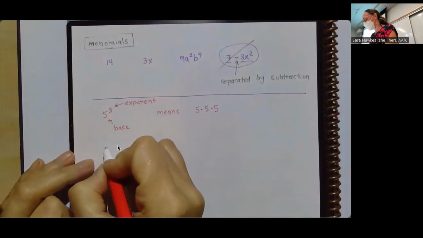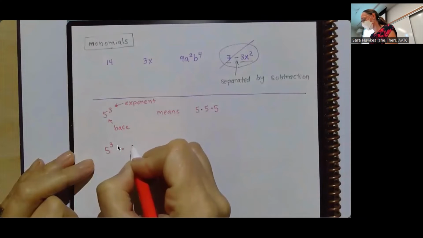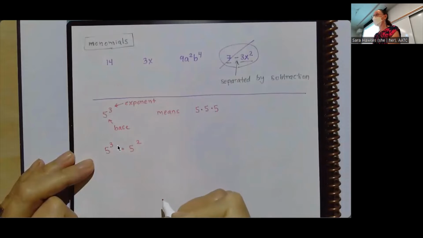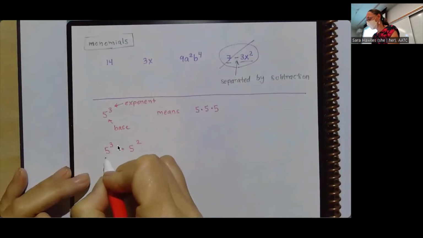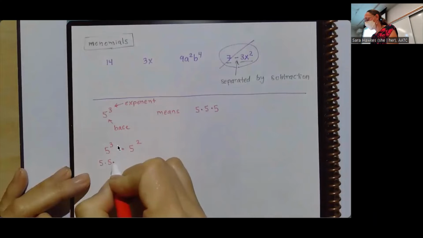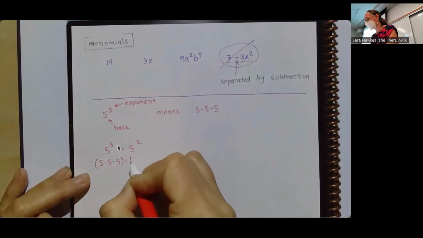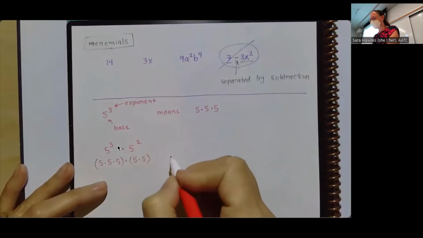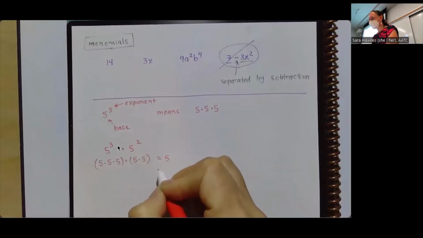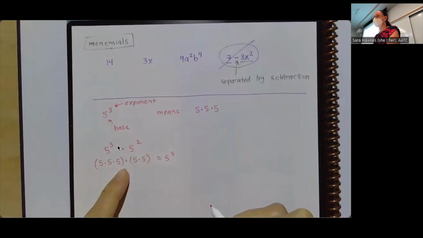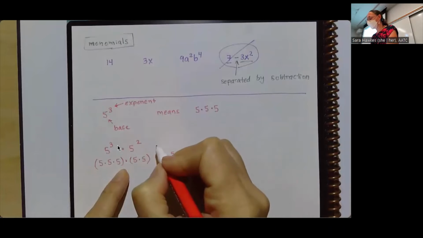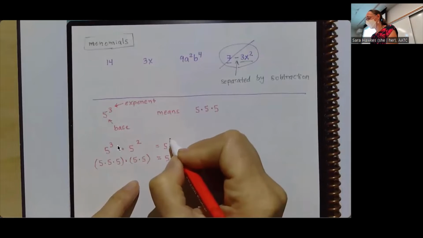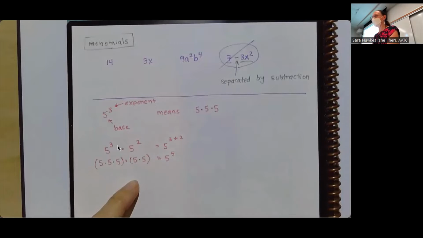So if I multiplied 5 to the 3rd times 5 squared, if I were to write those out in their other form, that would be 5 times 5 times 5 times 5 times 5, which means that I can recollect all of that together to say that's 5 of those 5s multiplied together. Or in terms of our additive law of exponents, that's 5 to the 3 plus 2. So if I'm multiplying two things with the same base, I get to add those exponents.